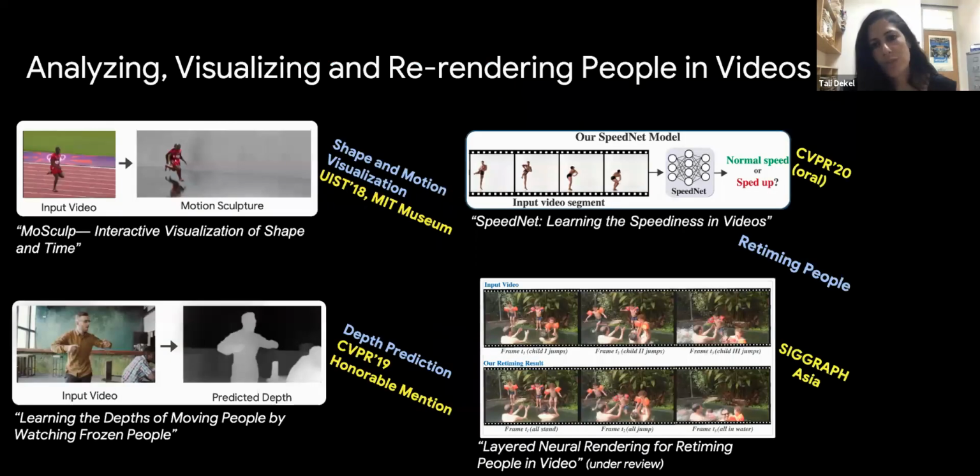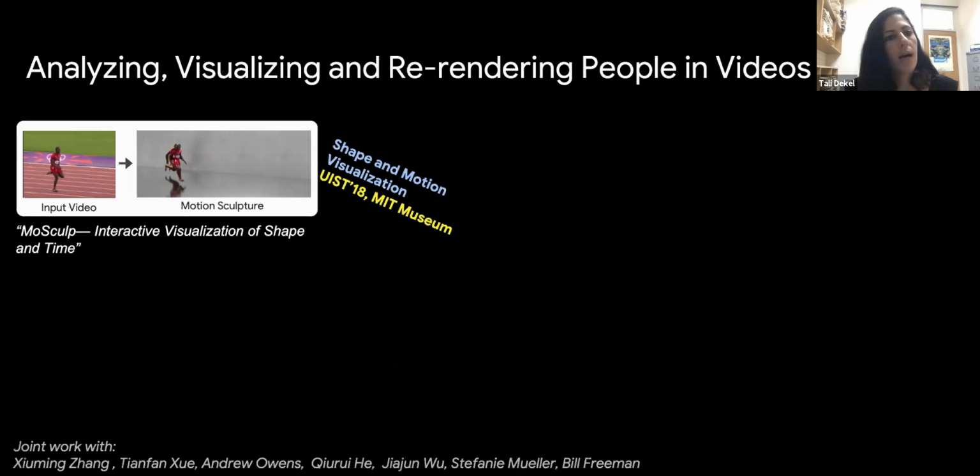Okay, and also just to give a bit of context, people in videos is something I've been recently quite interested in. I looked into different aspects of analyzing and visualizing people's geometry and motion. So for example, in this work from 2018, we take just an ordinary video of this Olympic runner, and we turned it into what we named a motion sculpture. It's a 3D visualization of the structure that is swept by the runner as he moves in space.